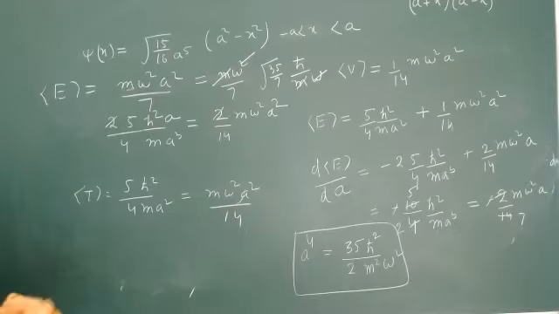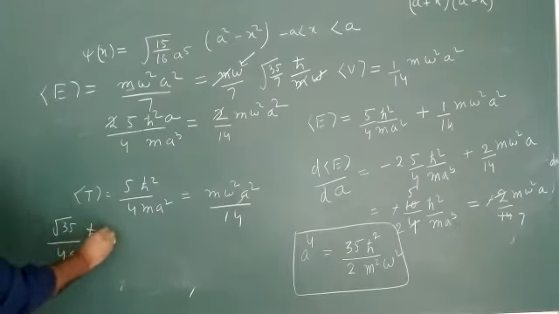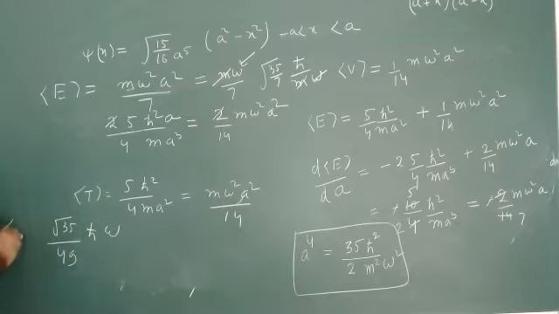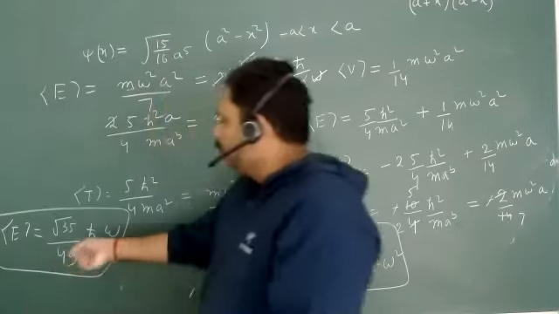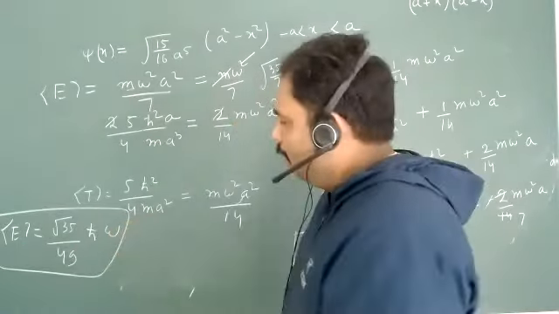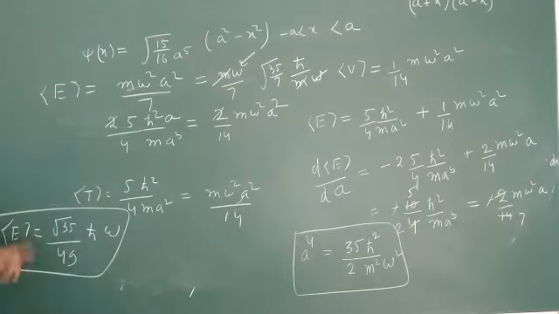Look at this. So what will be your value? Your value is root under 35 by 49 h cut omega. This is your expectation value of energy. And this value is absolutely more than h cut omega by 2, isn't it? Just check the number. Is that value more than h cut omega by 2 or less than h cut omega by 2?